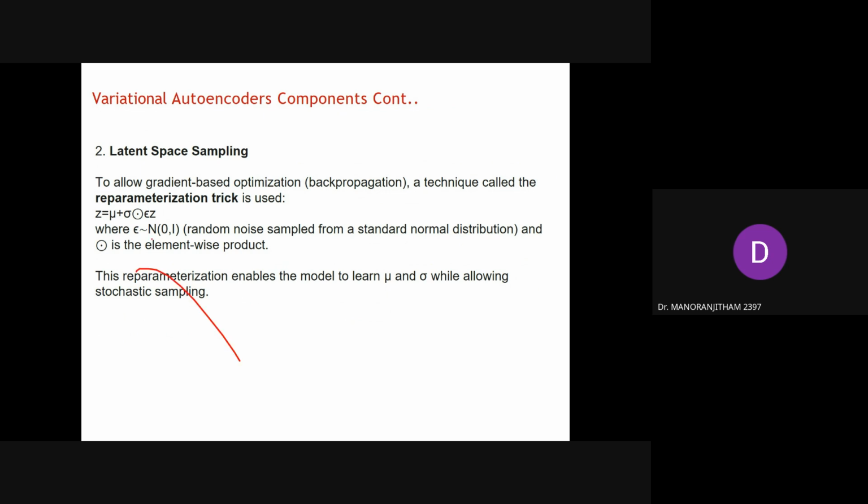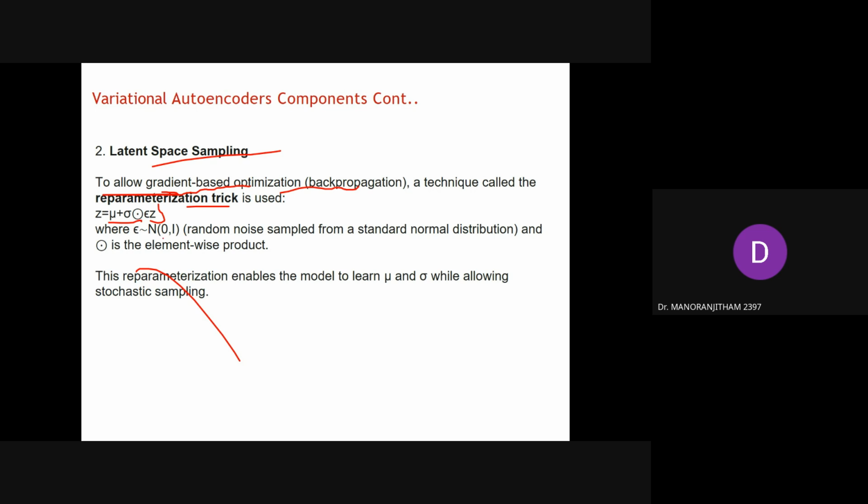The second component in the variational autoencoder is latent space sampling. Here we do gradient-based optimization, that is, backpropagation. Once you compute it, we have to do this gradient-based optimization to fine-tune it, using a technique called the reparameterization trick. Here we are changing the parameters of the network, so that Z equals mu plus sigma times epsilon.